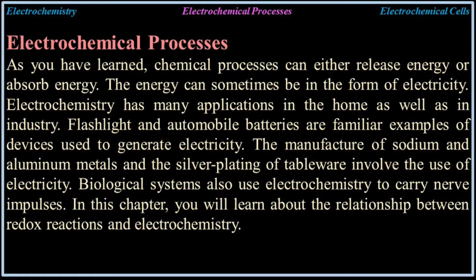Electrochemical processes. As you have learned, chemical processes can either release energy or absorb energy. The energy can sometimes be in the form of electricity. Electrochemistry has many applications in the home as well as in industry. Flashlight and automobile batteries are familiar examples of devices used to generate electricity. The manufacture of sodium and aluminum metals and the silver plating of tableware involve the use of electricity. Biological systems also use electrochemistry to carry nerve impulses. In this chapter, you will learn about the relationship between redox reactions and electrochemistry.